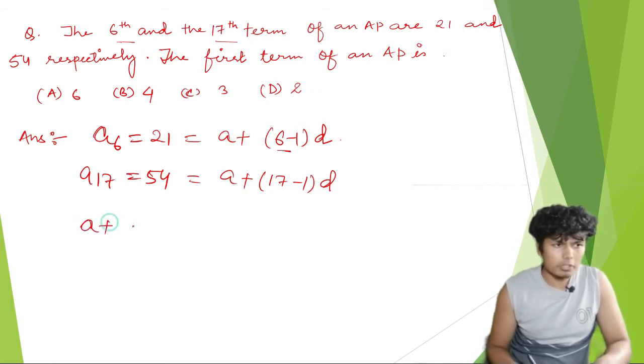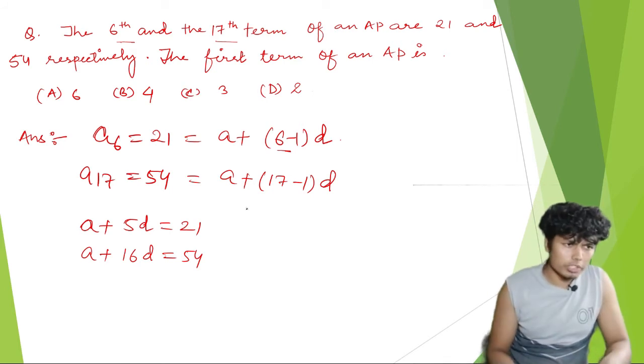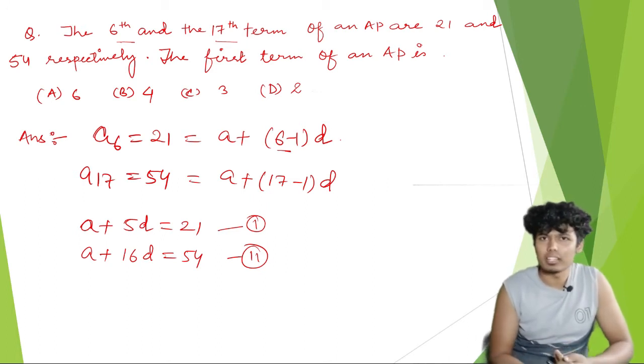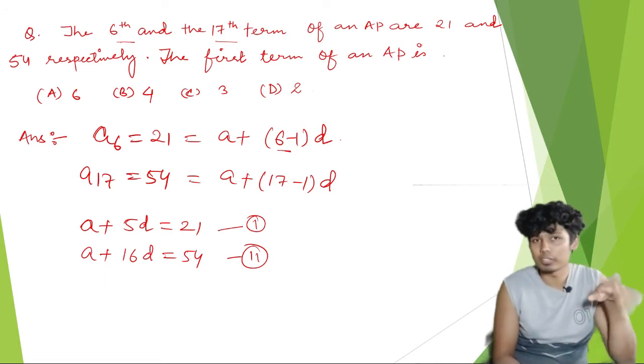a plus 6 minus 1 is 5, so a plus 5d is equal to 21, and a plus 16d is equal to 54. Okay, now we have got two equations from these two. I've written them as equation number 1 and 2. Like previous questions, we can solve it by the elimination method, or anything. But I will prefer another method. Let me not cancel. I need to find only the value of a.